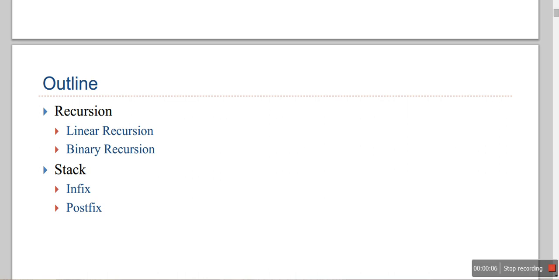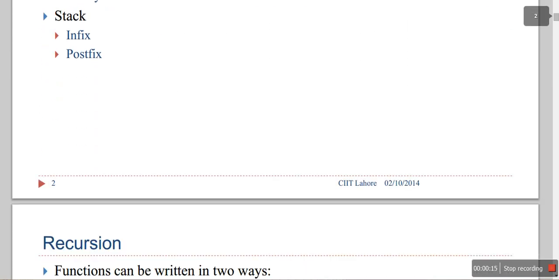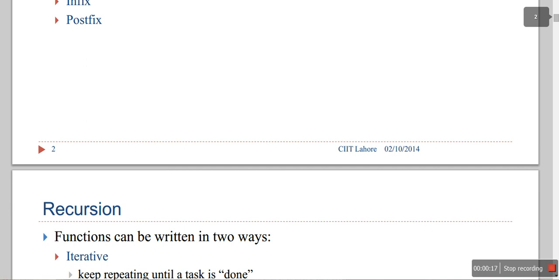Topic about recursion. Now I will tell you about recursion. Our outline is recursion, linear recursion, and binary recursion. Okay, first of all, I give you a briefing of recursion.